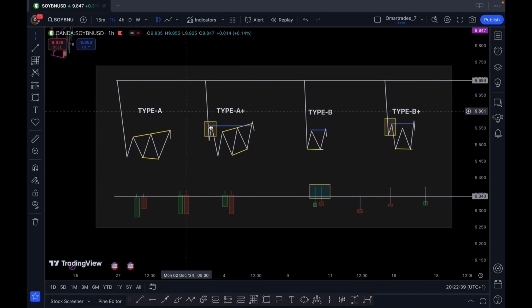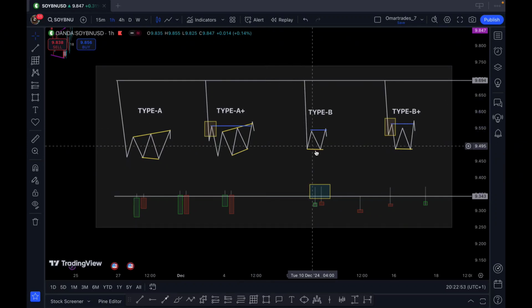We have two types of setups in my trading plan. I have type A setups and I have type B setups. On the type A setup, I have the type A, which is the ordinary 1, 2, 3. Then we have the type B, which is the one that has a hook point. On the type B, we have a 2-touch structure, which you can take around here.